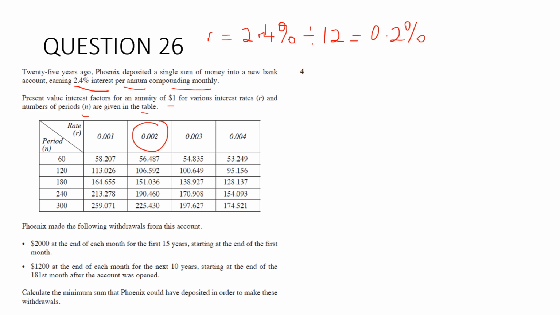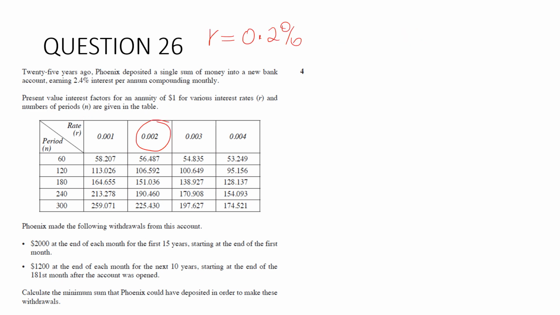Phoenix made the following withdrawals from this account. $2,000 at the end of each month for the first 15 years, starting at the end of the first month. $1,200 at the end of each month for the next 10 years, starting at the end of the 181st month after the account was opened. Calculate the minimum sum that Phoenix could have deposited in order to make these withdrawals.